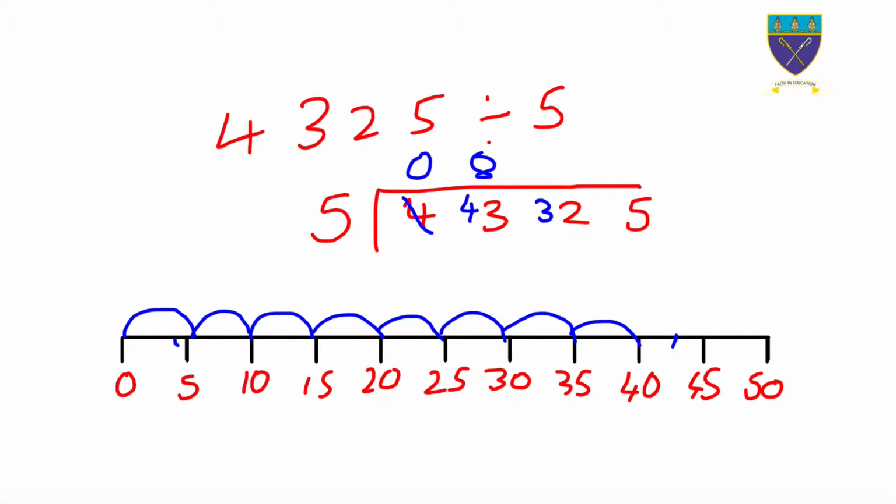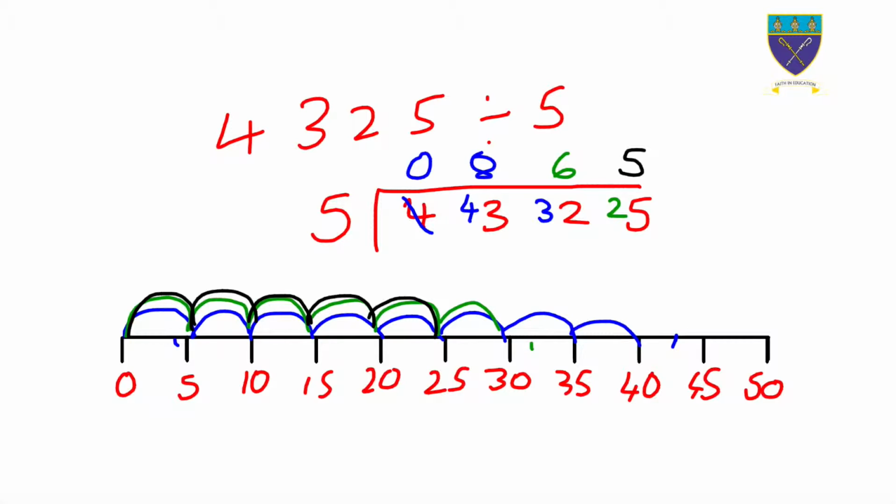Now looking for 32, which would be here, I would count how many times I can count in 5. So that's 1, 2, 3, 4, 5, 6 and a bit. 6 and 2 remaining. So I'd now bring that 2 across as a remainder, and now I'm looking for 25. How many times can I count in 5 till I get to 25? 1, 2, 3, 4, and 5 times. So my answer is 865. No need to say that 0 in front of the number.